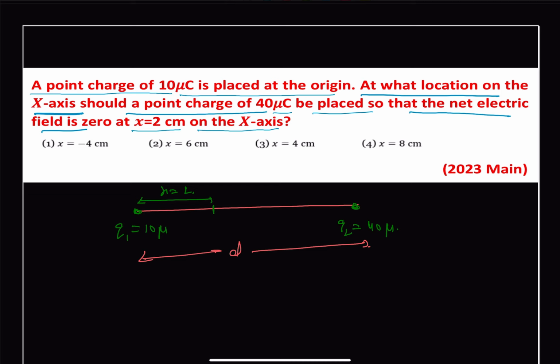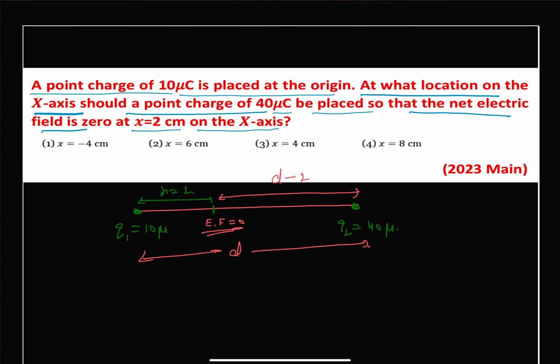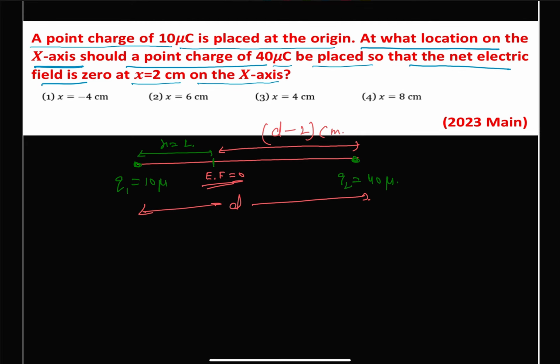Therefore, the distance where we want our electric field to be equal to 0 is here. So this distance will be d minus 2 centimeters. So we can find out the expression for the electric field.